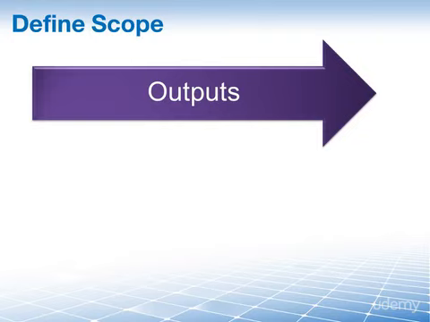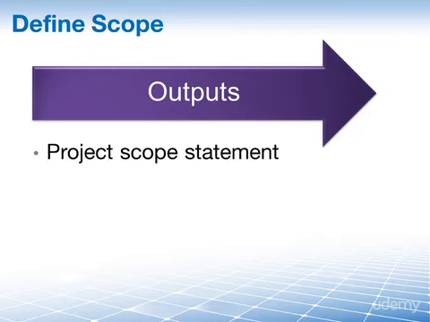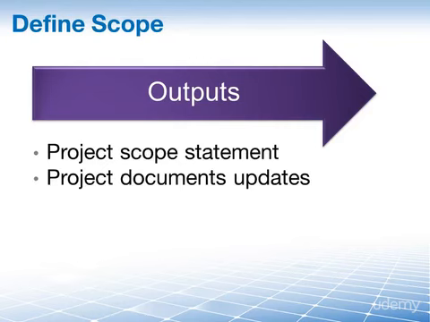We have now arrived at the outputs for the define scope process. There are only 2 of them, but these outputs are essential. They define the scope for our project in detail, and they also document changes and updates that were made during this process. And of course, they are the project scope statement and updates to our project documents.